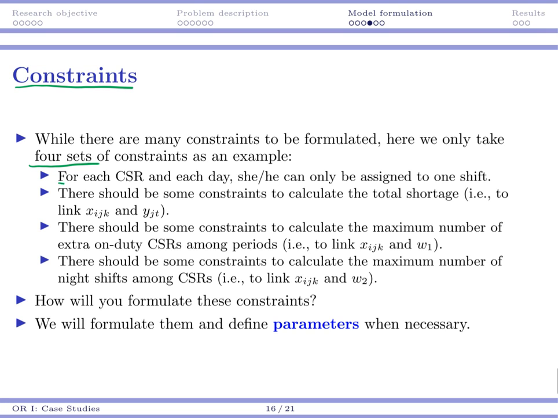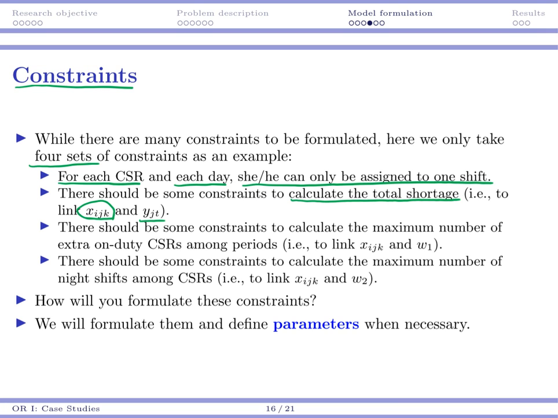So first, for each CSR in each day, that person should only be assigned exactly one shift. That means if I ask you to do this, I cannot ask you to do that. We should have some constraints to calculate the total shortage, which means to link Xijk and Yjt. For each day or each period, we should be able to know the number of shortage according to the schedule we assigned to our CSRs.